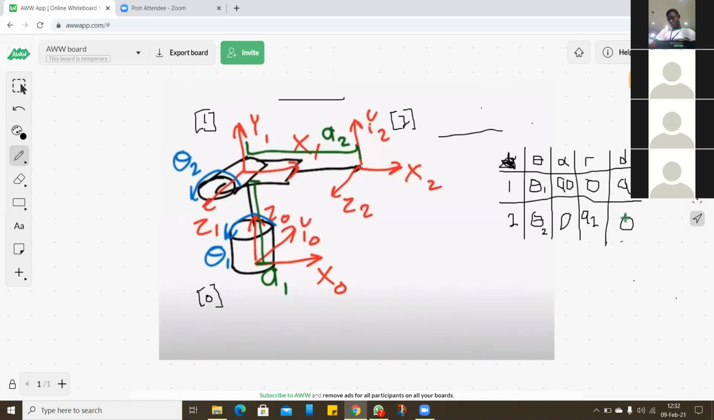Let me explain it. For D, we are looking for the displacement along the previous Z axis. For R, we are looking for the displacement along the current X axis. I think that current and previous just deals with Zn minus 1 and Zn. I think that's the problem. You get? The R is the displacement along the current one.